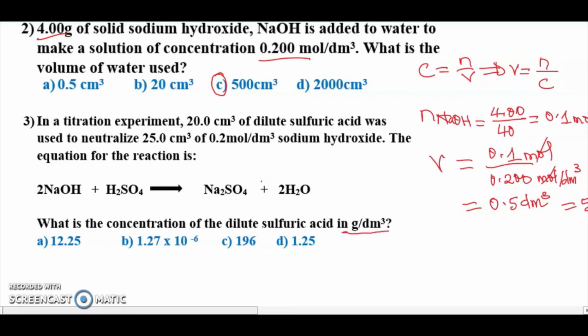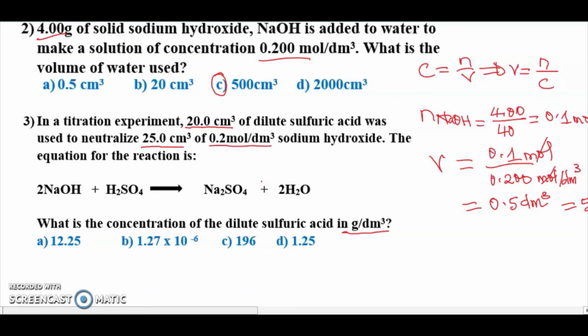Okay, let's look at the information we have. So in a titration experiment, 20.0 cubic centimeters of dilute sulfuric acid. So volume of sulfuric acid is 20.0 cubic centimeters, was used to neutralize 25.0 cubic centimeters. So this is volume of what? 0.2 mole per dm cube. This is concentration of sodium hydroxide.